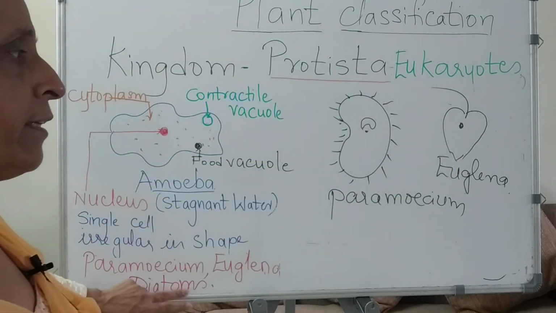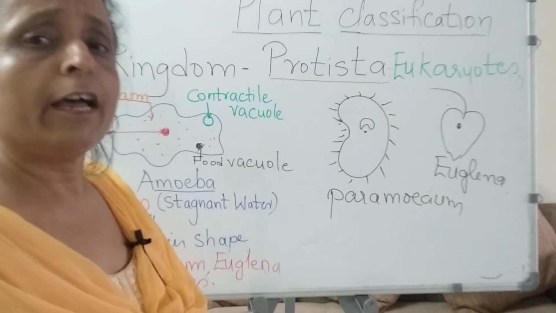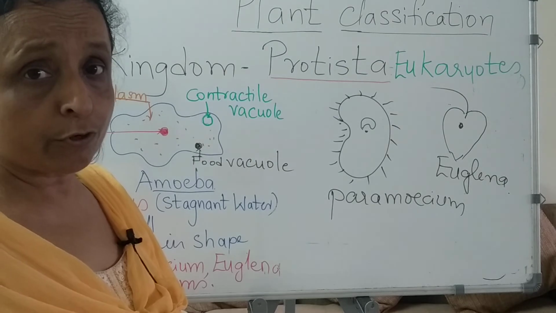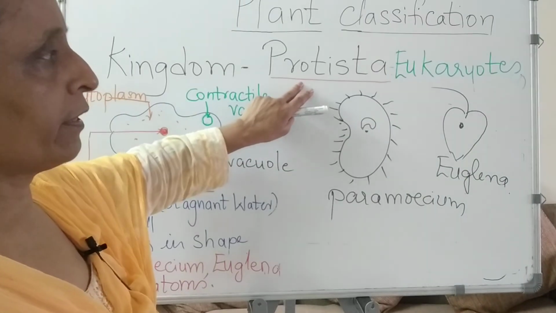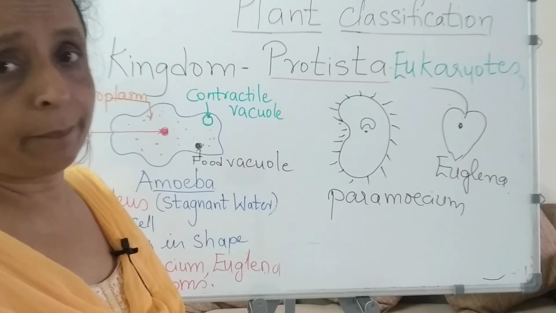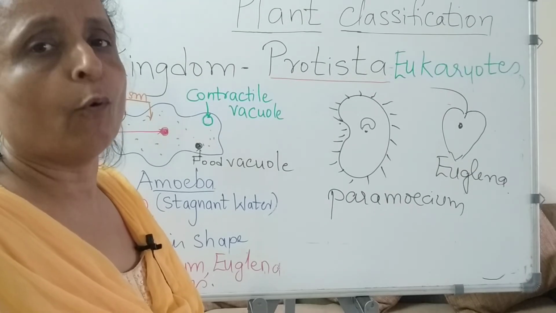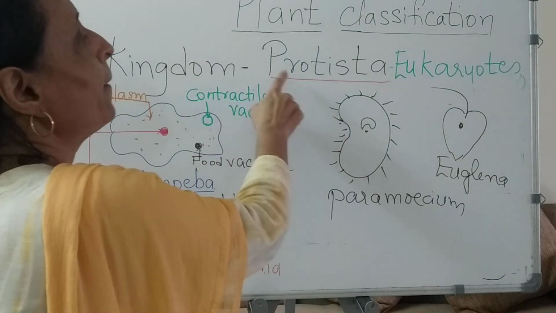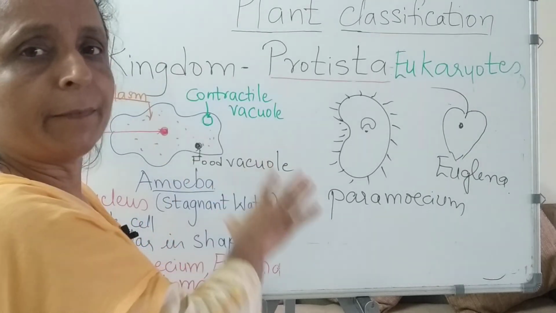Now, these diatoms, they are also autotrophic. Protista, they are heterotrophic as well as autotrophic. But most of the organisms, they are heterotrophic. That is, they cannot prepare their own food. Very few can prepare their own food. So these are the characters of the kingdom Protista. The classic example, Amoeba.